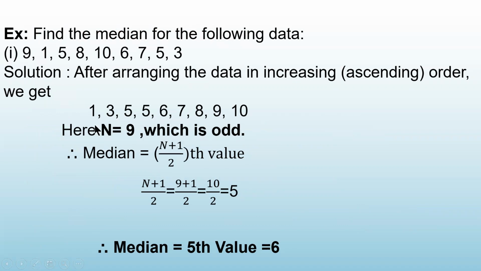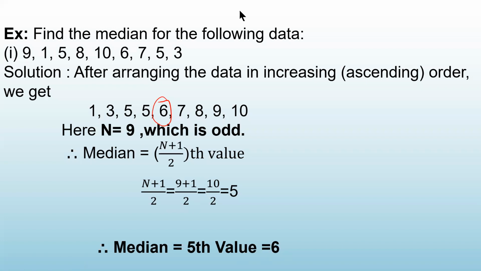So here, after arranging the data, you get this. And total number of values is 9, which is odd. So only one value will come in the middle. Which value? N plus 1 by 2. So n is 9, so 9 plus 1 by 2, that is 5. The fifth value, so 1, 2, 3, 4, and 5. So this is the median, 6. So median is equal to the fifth value, that is 6.